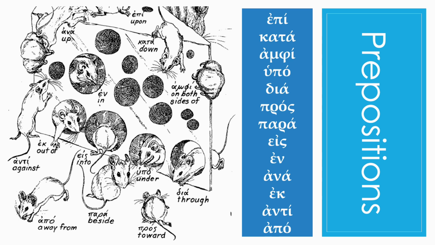Ana is up, often used in sort of climbing or going up. Ek means out of. Anti is against, very much how it's used in English, often used as a prefix against various words or concepts of thought. And apo in the bottom left hand corner means away from.